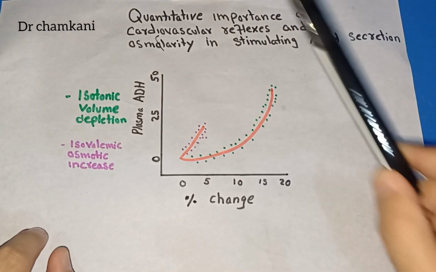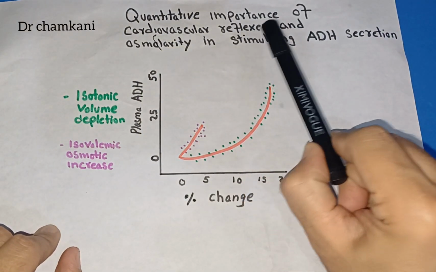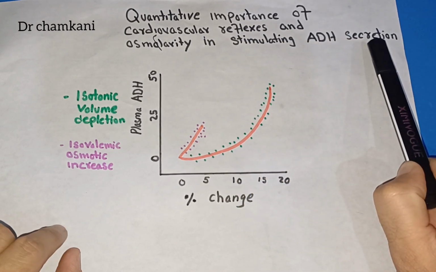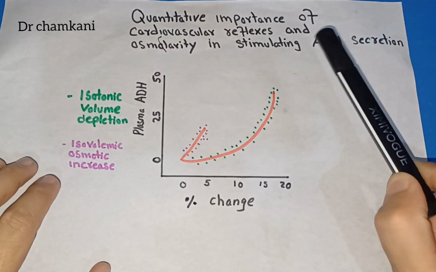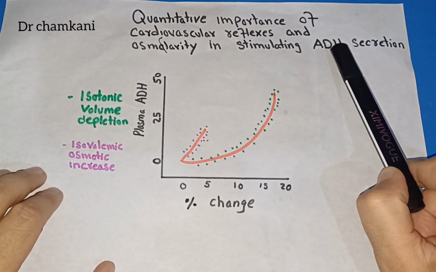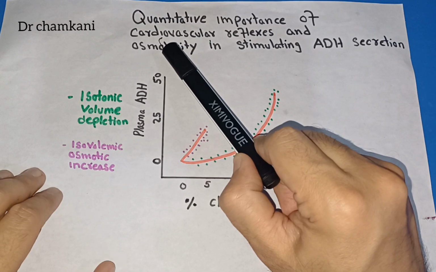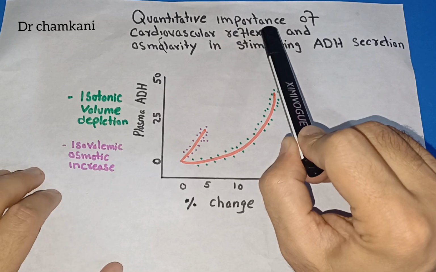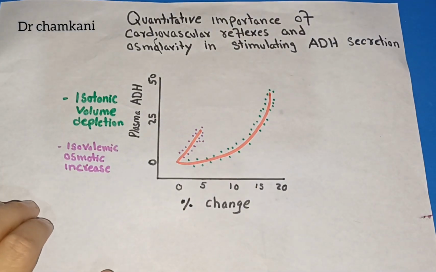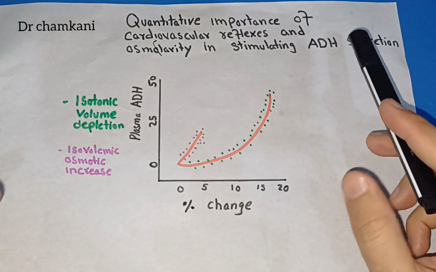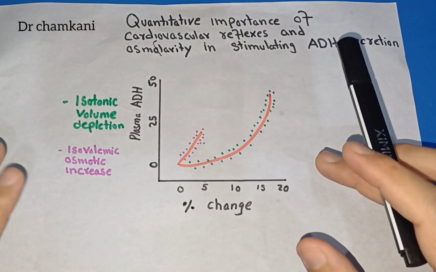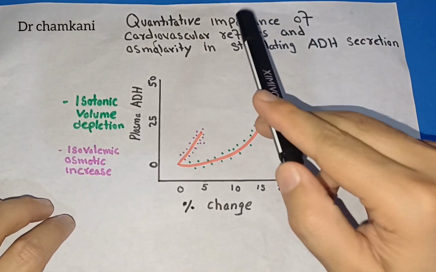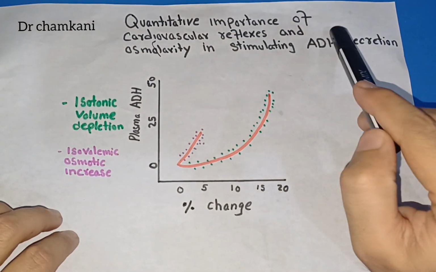Today in this lecture we will discuss the quantitative importance of cardiovascular reflexes and osmolarity in stimulating antidiuretic hormone secretion. So far we have discussed in detail that antidiuretic hormone is secreted by changes in plasma osmolarity, as well as with the help of cardiovascular reflexes in the areas of the brain from which it is secreted, and with the help of which its secretion is stimulated. We have discussed those in detail in our previous lecture. In this lecture we simply look at the quantitative importance of both types of reflexes.